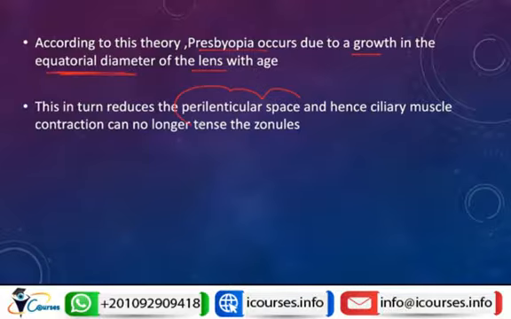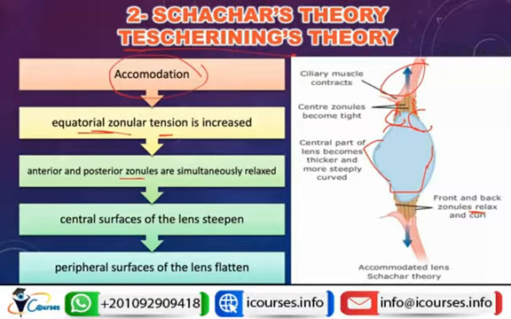So this will decrease the space between the lens and the ciliary muscle, so that the ciliary muscle cannot contract and cannot cause any tension in the zonule. So the lens, as it grows from the equator, like here and here, this will lead to relaxation of the anterior and the posterior zonule.